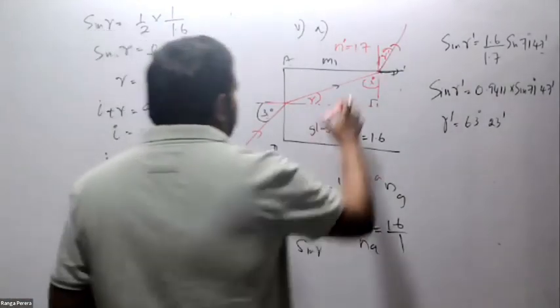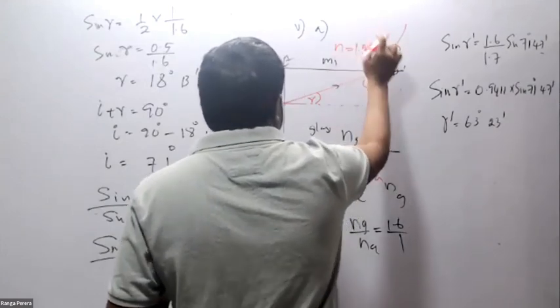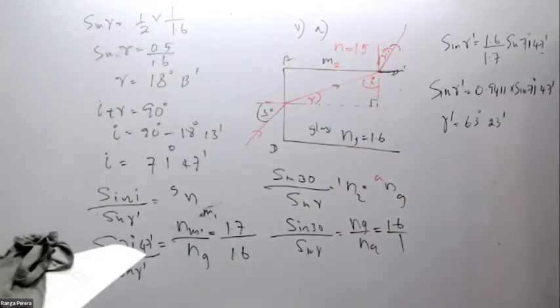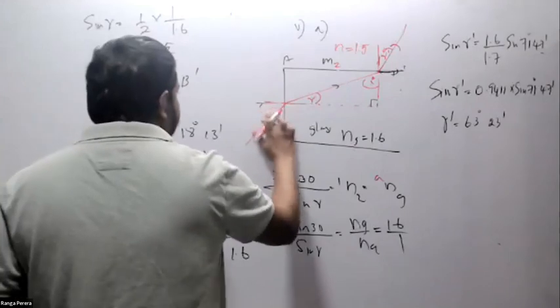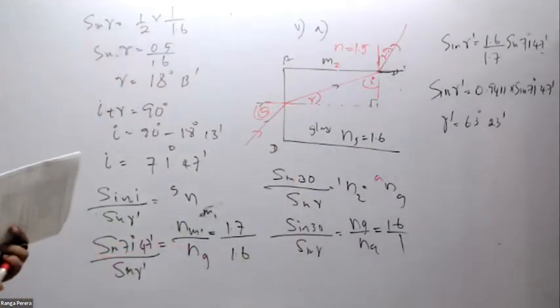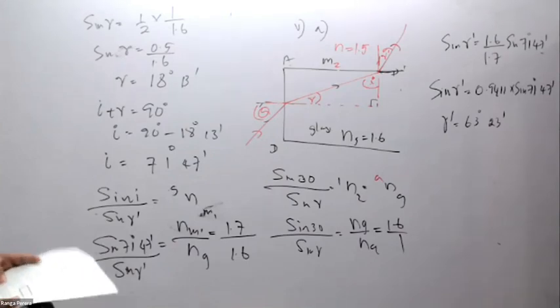Now it is 1.5. Refractive index is 1.5, the medium number 2. Let's say this is theta. If the space above the surface AB is filled with a transparent material of refractive index 1.5, find the maximum value of theta that the ray could undergo total internal reflection at AB.